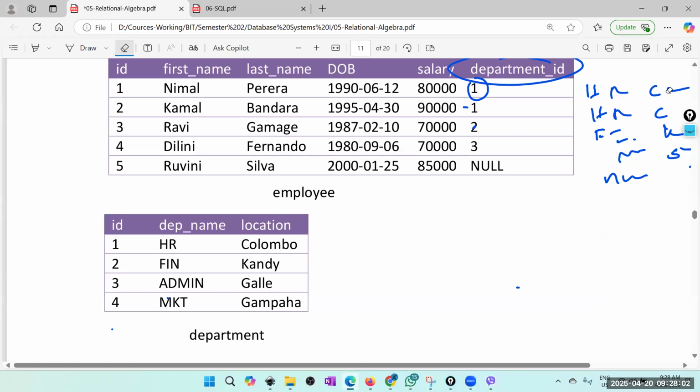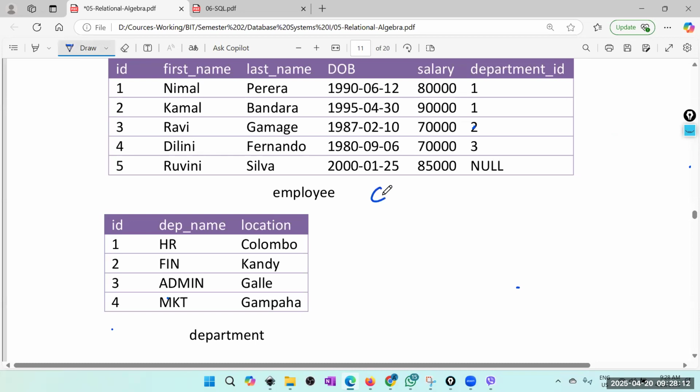Say I want employee right join department. Employee right outer join department, based on the obvious department ID and ID. Now you drive from the right side, because it is a right outer join.